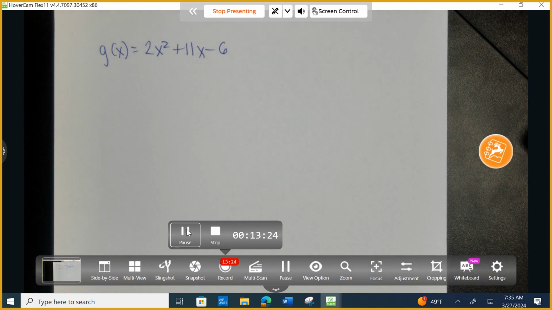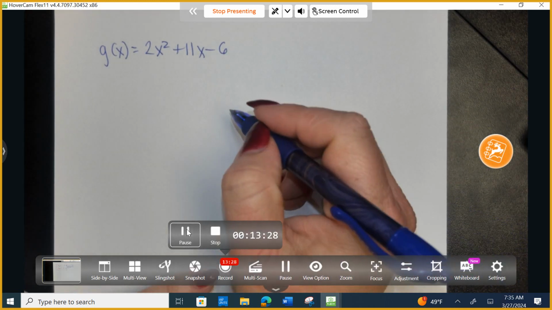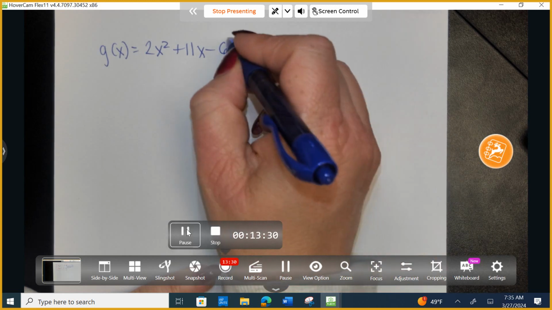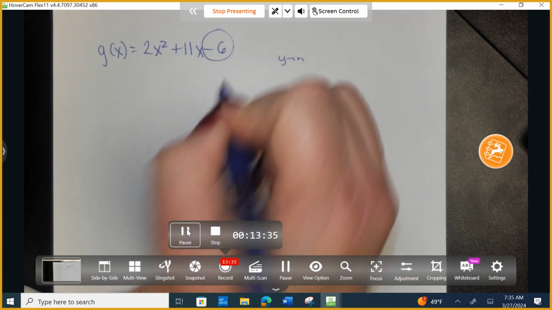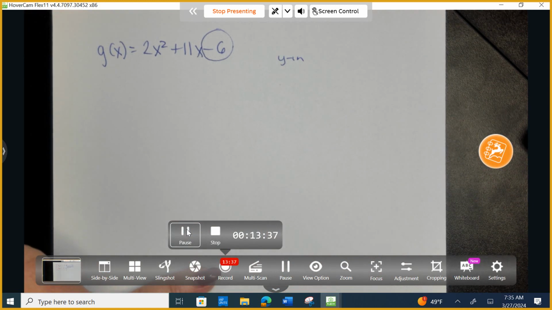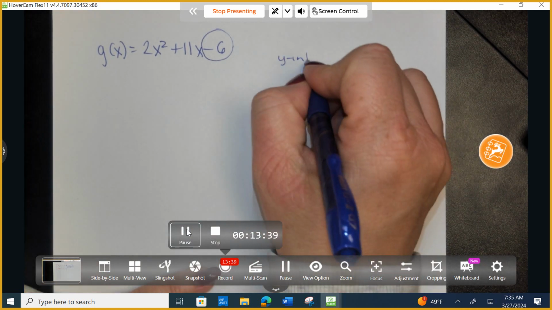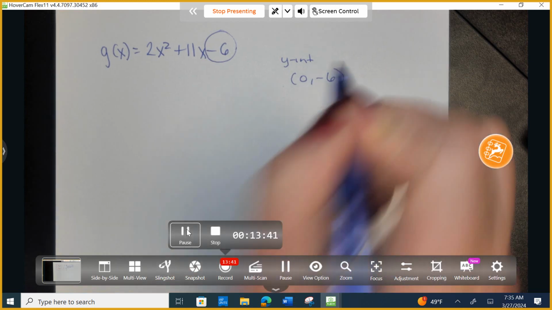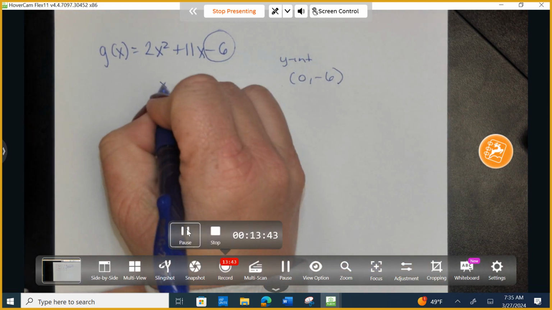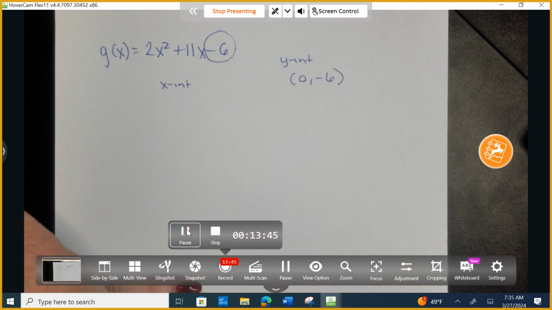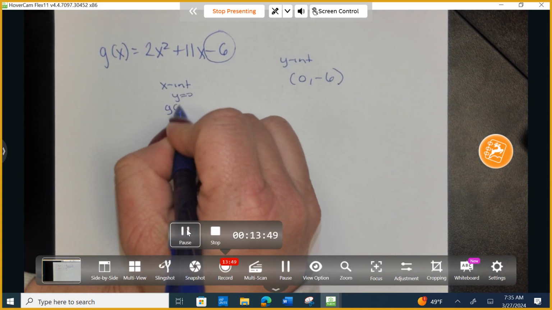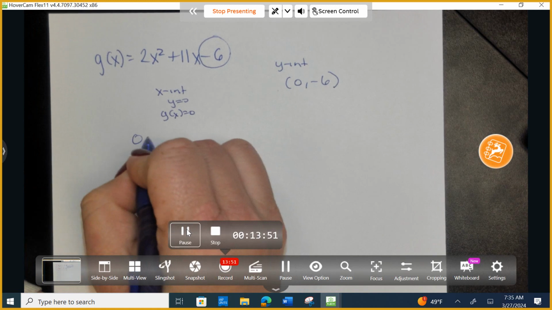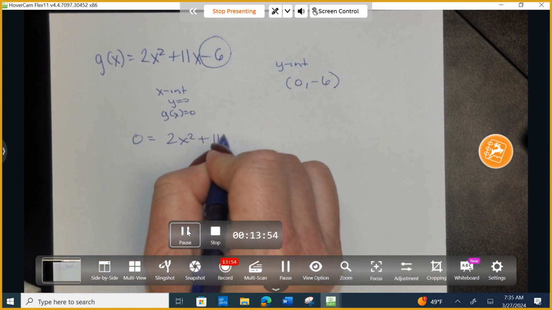So we are asked here to identify the x and the y-intercepts. Now the y-intercept in the standard form of a quadratic function is really easy to identify. In this form, the y-intercept will be the last number that's all by itself. So the y-intercept is 0, negative 6. Now how do we identify the x-intercepts? Well, we're going to replace y, or in this case, g of x, with 0. So 0 equals 2x squared plus 11x minus 6.